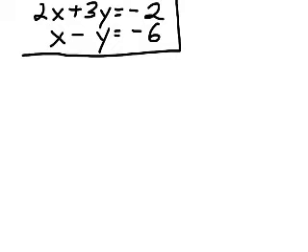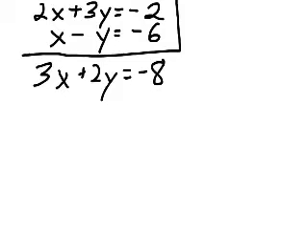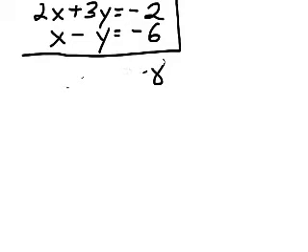Sometimes, though, you have to change one of the equations. So when you add them together, one of the variables, either the x or the y, cancels out. Notice if we add these two equations together, 2x plus 3y equals -2 and x minus y equals -6, we're still going to have x's and y's. We're going to end up with 3x plus 2y equals -8. That doesn't help us a bit.